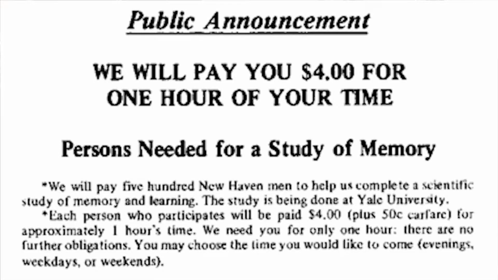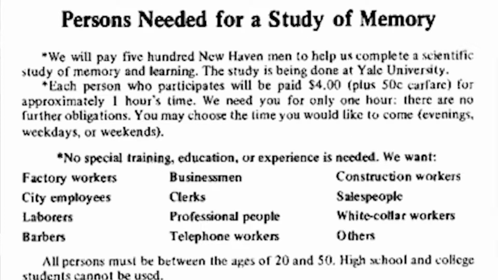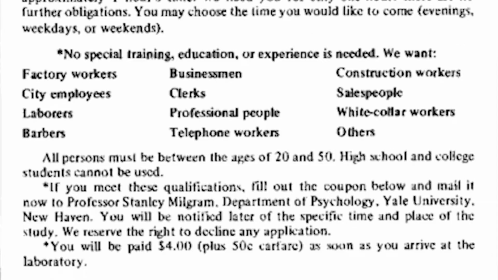For the Milgram experiment, they posted an advertisement in the local newspaper. Basically, it was a public announcement paying people $4 for an hour of their time. Men were recruited, and they were taking everybody from factory workers, laborers, up to more white-collar-ish jobs like salespeople and other office-y, engineer-y, whatever jobs. And they wanted people between 20 and 50, but they did require that you not have some form of higher education.